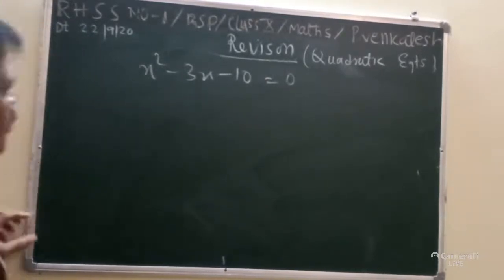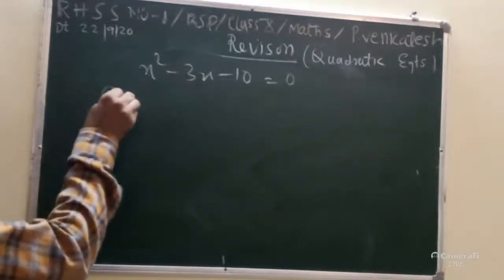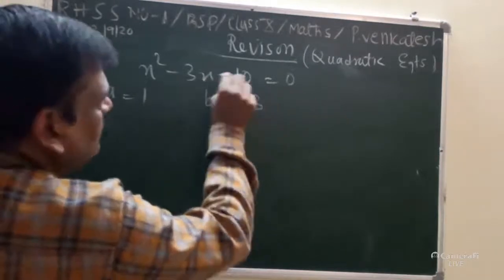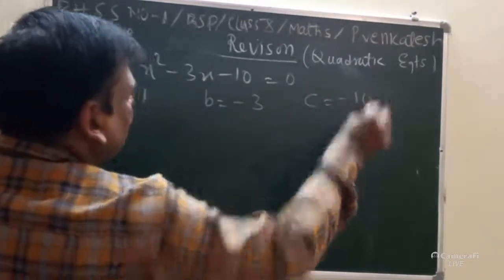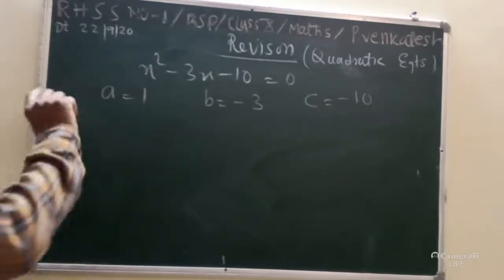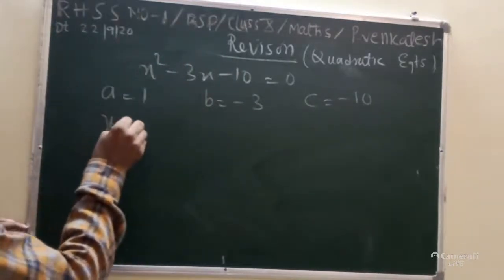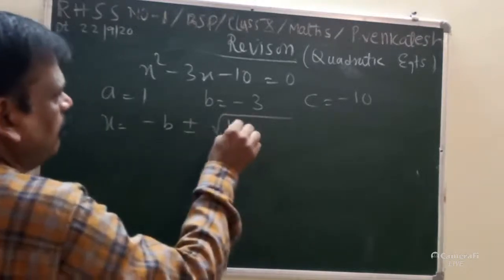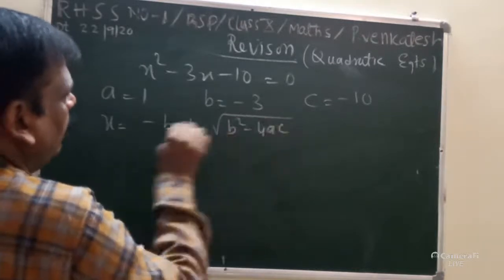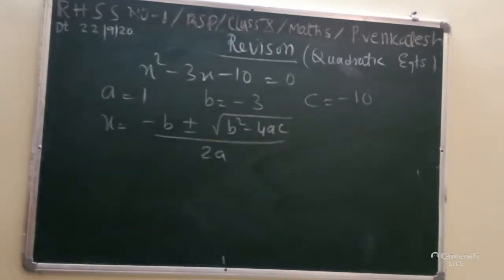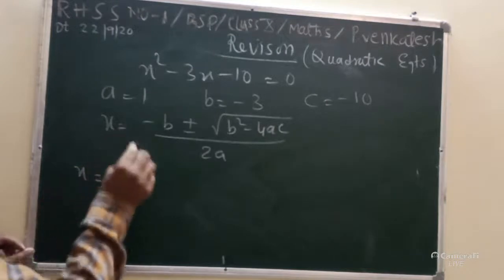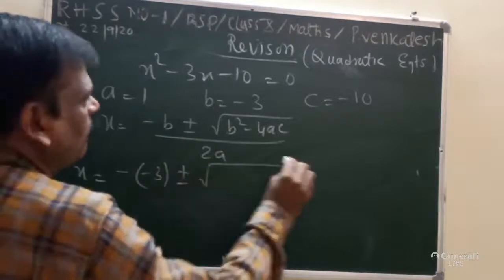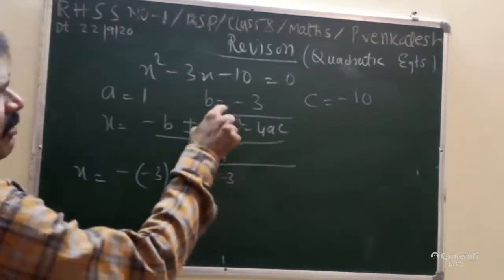See here, formula method: the coefficient of x square will be a, coefficient of x will be b, and this constant is c. Now the equation is in terms of x, so we will write x equal to, directly you can do it, minus b plus minus under root b square minus 4ac upon 2a. This is your formula. What is the value of b?